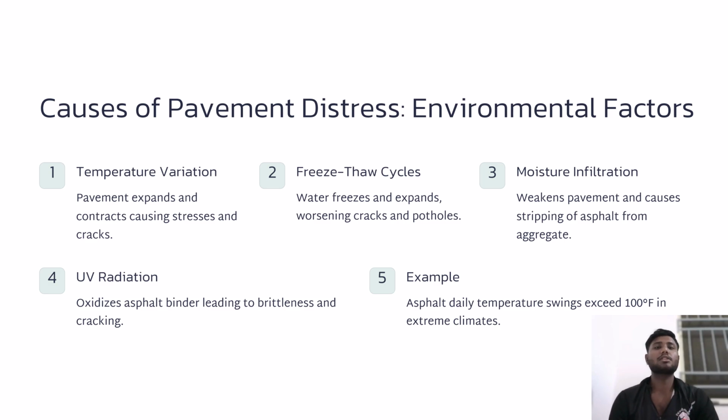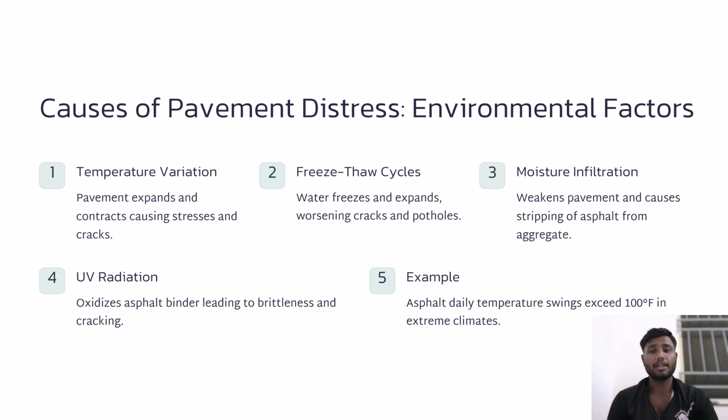Second one is freeze-thaw cycles. Water freezes and expands, widening cracks and potholes. This happens mainly in heavy rainfall areas like Mawsynram, Cherrapunji and Mahabaleshwar also. The third one is moisture infiltration. Moisture weakens pavements and can cause stripping of asphalt from aggregate.